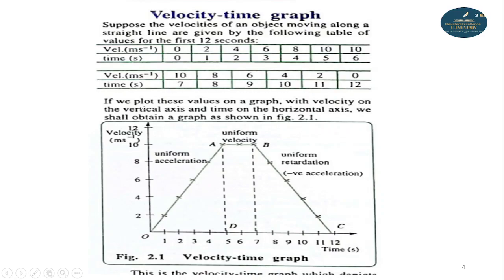If we plot these values on a graph with velocity on the vertical axis and time on the horizontal axis, we shall obtain a graph as shown in the figure below.